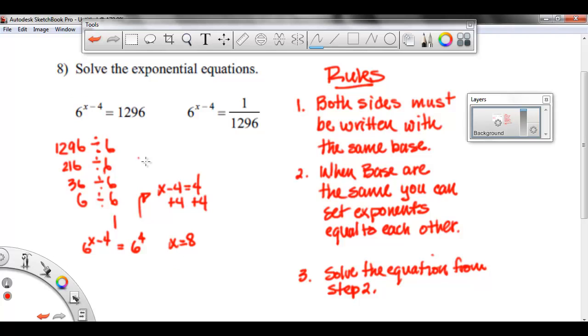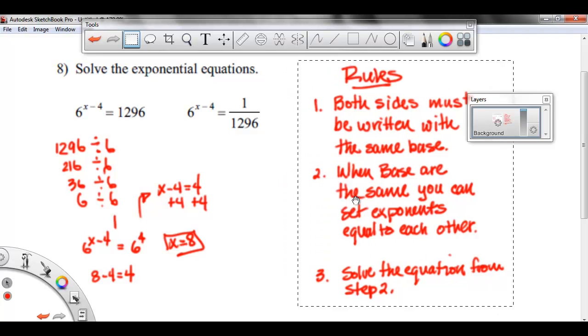So when x equals 8, that equation will be equal to 1296. And you can see that if I take 8 minus 4, it does equal 4, which is 6 to the 4th power. So that's kind of a quick way that we can check that because these are so simple. All right, let me move these rules over so I can have some more room to work.